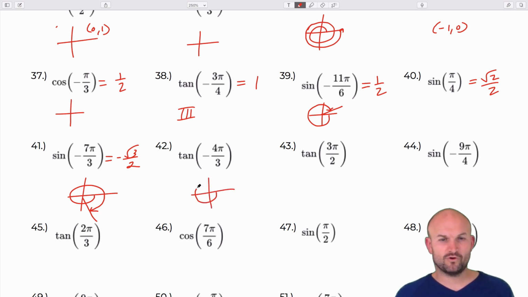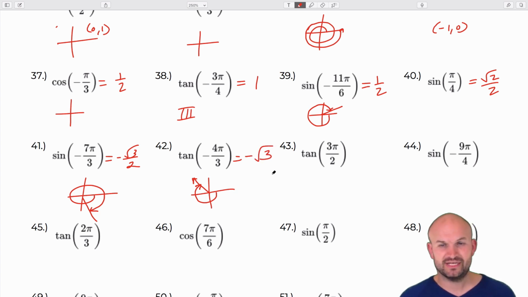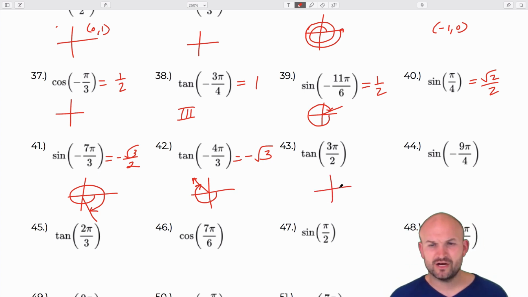This is going to be negative 4 pi over 3. So again, same reference angle, pi over 3. It's in the second quadrant though, so therefore it's going to be negative for tangent. And remember, tangent is square root of 3 in the second quadrant. The next one here, we have 3 pi over 2. So going this way, that's going to be there. That's the coordinate point 0, comma negative 1. Tangent is y over x, so therefore this is undefined.